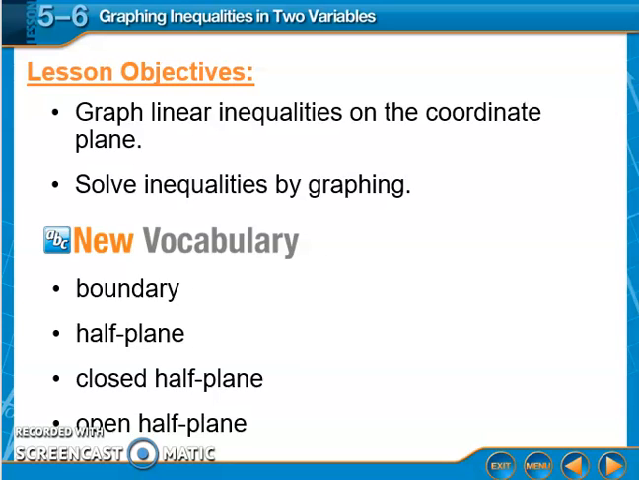All right, this is lesson 5.6. We're talking about graphing linear inequalities. Linear means, again, that the equations are in the form y equals mx plus b.